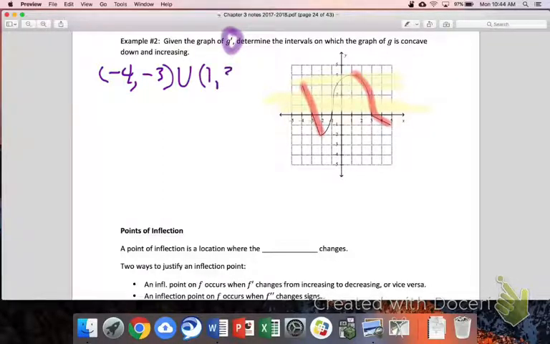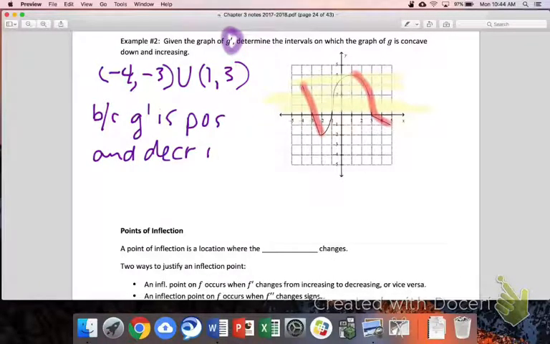So from 1 to 3. It doesn't ask us to give a reason for our answer, but I'm going to do that anyway. So I'm going to say because g prime is what? How would you finish that out if you were going to give a reason for your answer? Because g prime is positive and decreasing. There you go, good. g prime is positive and decreasing on those intervals. Okay, so one example there of what we could do with that.